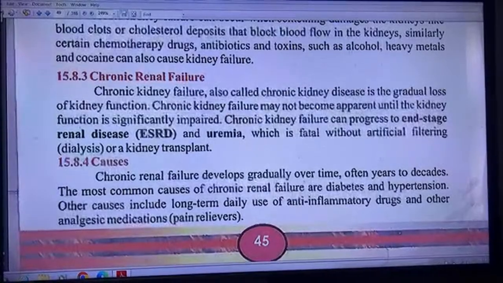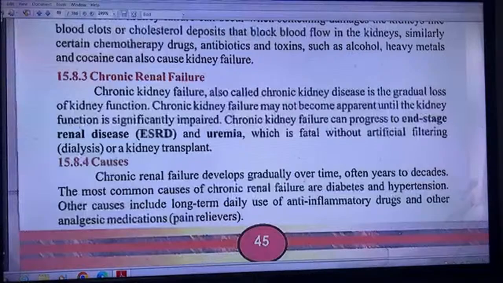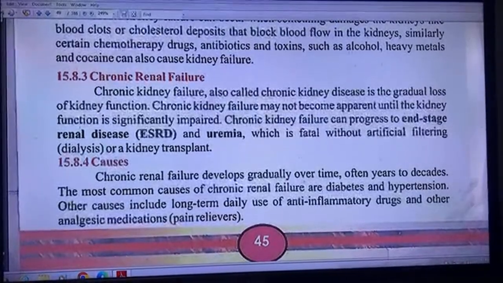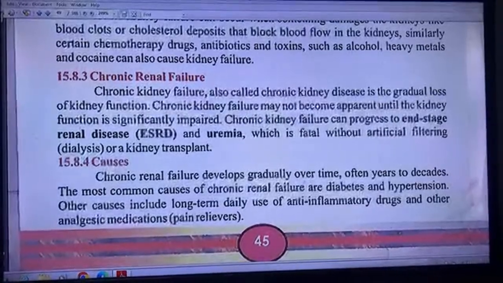Chronic renal failure develops gradually over time, often years to decades. The most common causes of chronic renal failure are diabetes and hypertension. Other causes include long-term daily use of anti-inflammatory drugs and other analgesic medications, pain relievers.